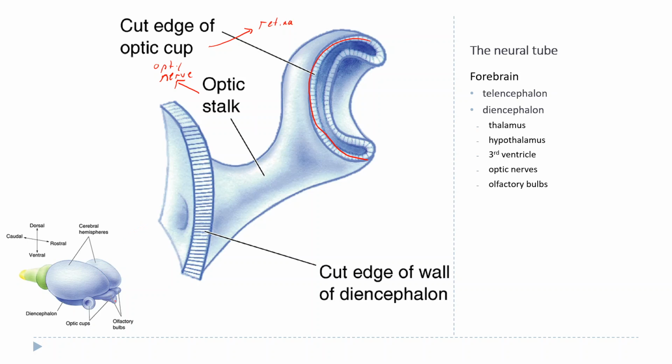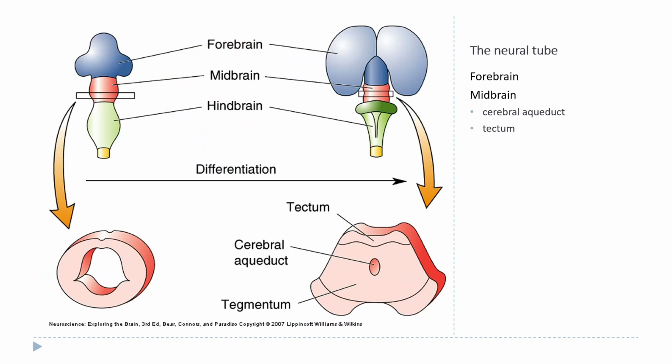And then the other thing that grows out of the ventral surface of the forebrain is these little bulbs down here, called the olfactory bulbs. Now these are still inside the skull, but there are little nerves that come out of those that go into your nasal epithelium inside your nose, your nasal cavity, that you use to smell. So we'll talk about those more later as well.